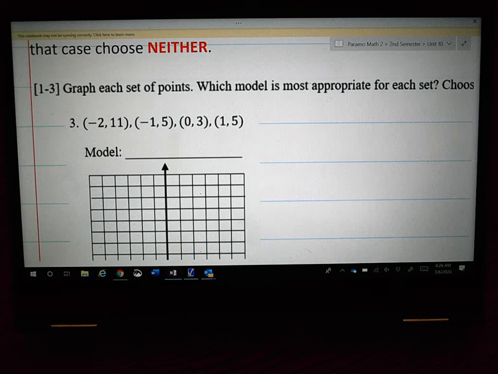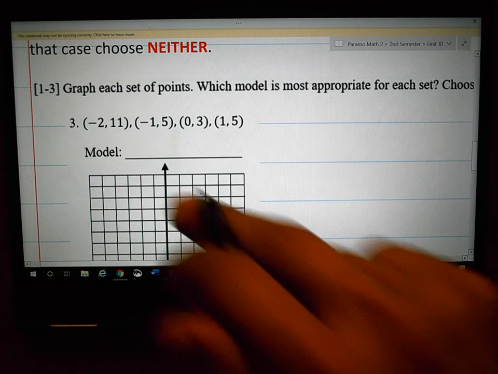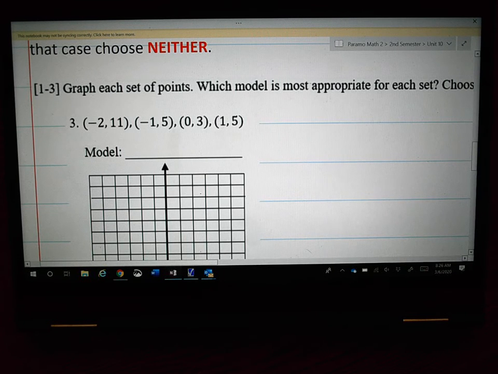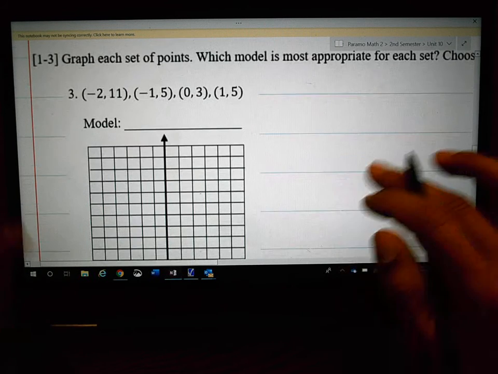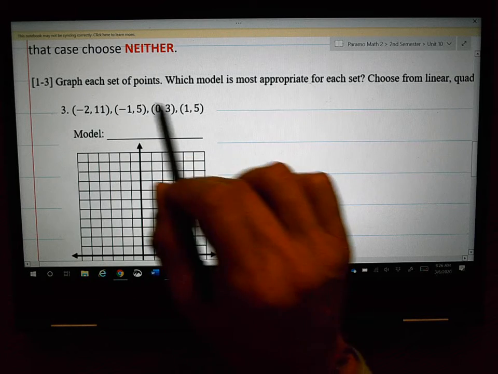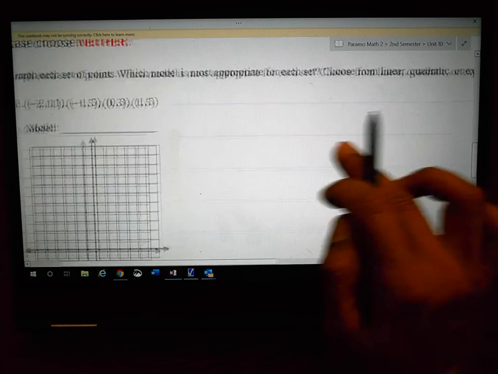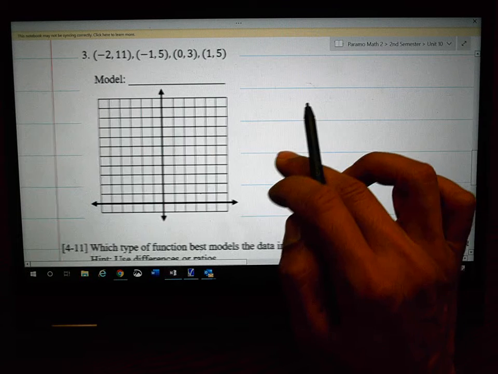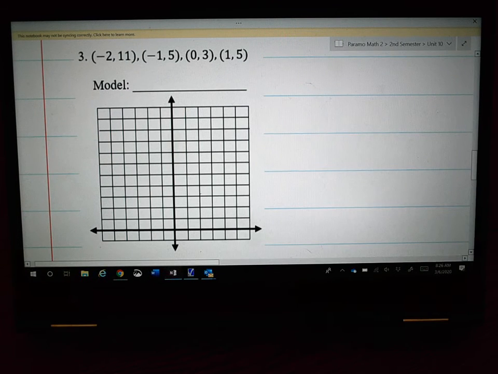You are done with your notes portion. You're going to your packet now. I think this is under worksheet 9, the second page, number 3. Here's what the directions say. Graph each set of points. Which model is appropriate? Choose linear, quadratic, or exponential. They give you 4 points.